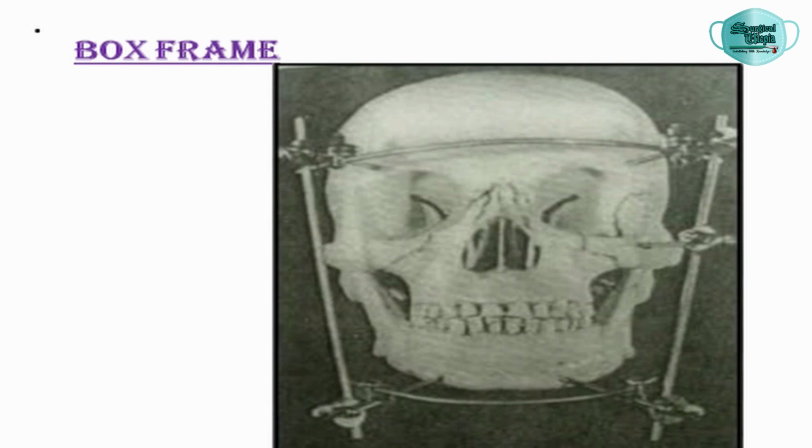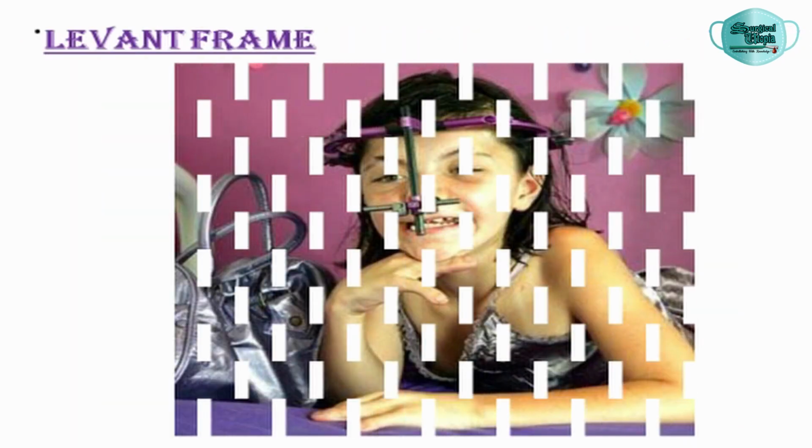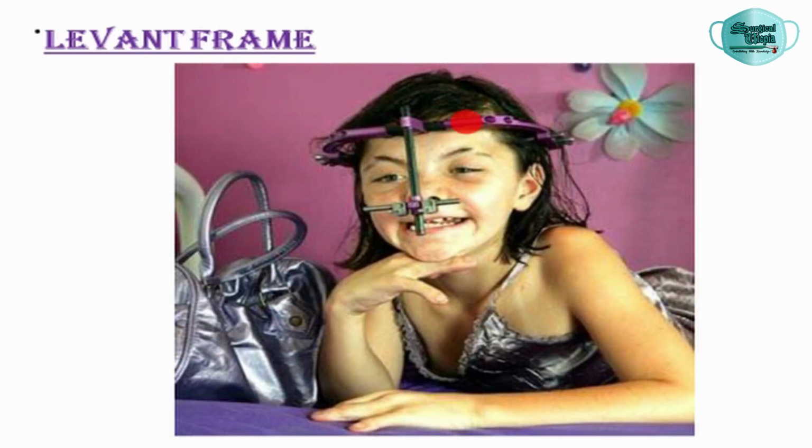The next we have the box frame. So this is our box frame and it is more stable and rigid and it gives enough support for the unstable fracture also. The next we have the Levant frame developed by the Royal Melbourne Hospital. It provides simple rigid craniomaxillary fixation between the supraorbital rim and the maxilla by a central rod which is attached to the upper teeth or upper alveolar ridge by an acrylic splint.